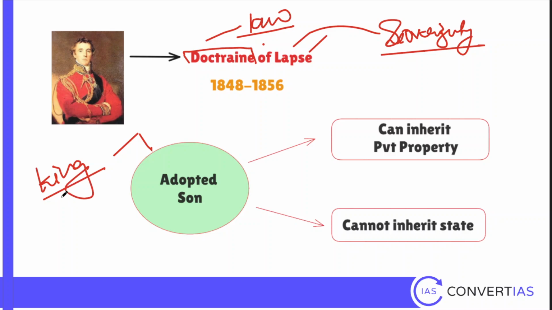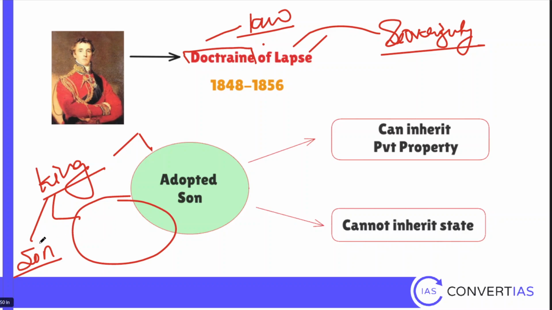Imagine I am a king or you are a king and you have a territory to rule, and who will be your successor? Your son will be a successor because it's a patriarchal society. Your son is going to be a successor. What if you don't have a son? Then you adopt a son. The British said that you can adopt a son, no problem, but the son can only inherit your private property. The son cannot inherit the state from you. They call this the doctrine of lapse. So every king or every princely state without a legal biological heir is subjected to doctrine of lapse. Their territory will lapse.